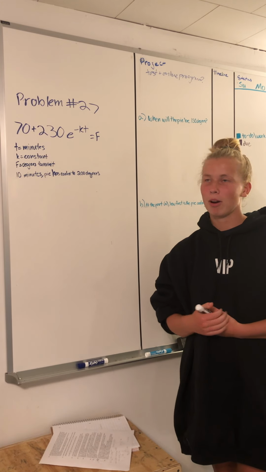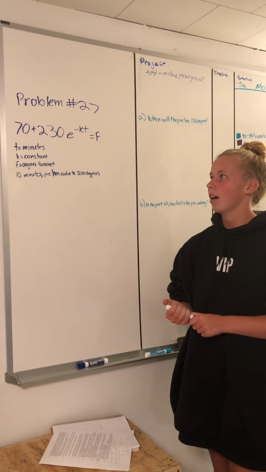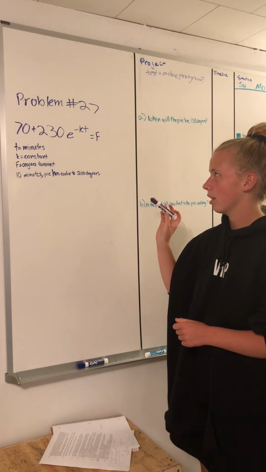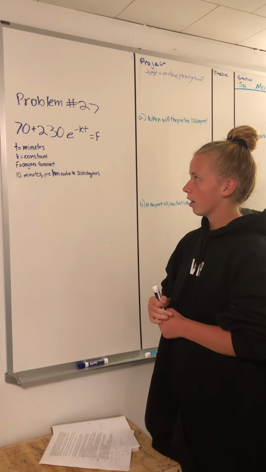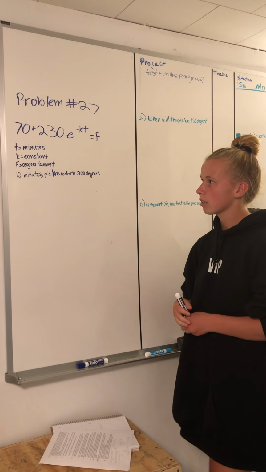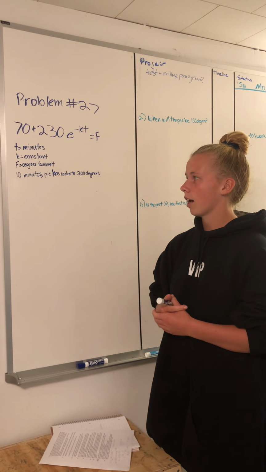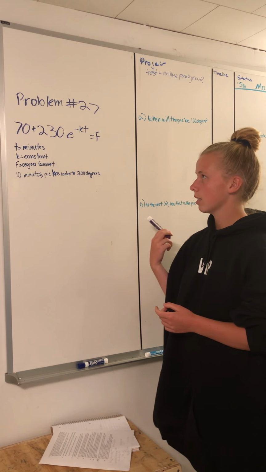Elizabeth, and I had problem number 27 about the pie that was cooling. The equation was given: 70 plus 230 e to the negative k times t equals the degrees in Fahrenheit that the pie has cooled after it's been taken out of the oven. T is measured in minutes, k is a constant, F is measured in degrees Fahrenheit, and after 10 minutes the pie has cooled to 200 degrees.